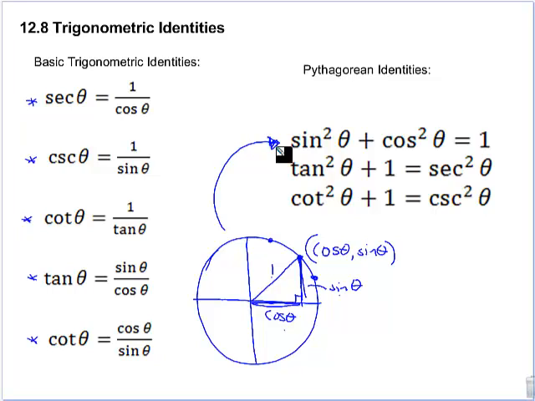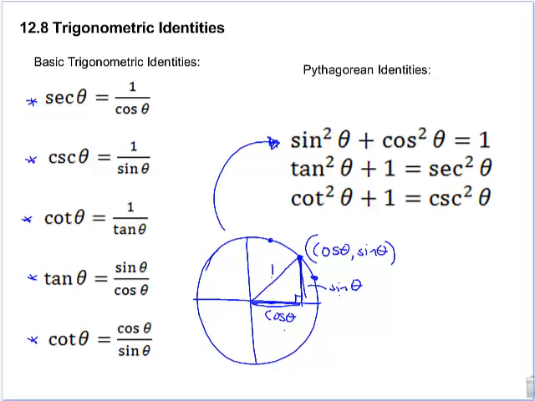The order that you write sine squared and cosine squared, does that matter? No. So you could see cosine squared plus sine squared. It still is going to equal 1. Okay. And then there are two other Pythagorean identities that all stem from our original. I'm going to show you how they stem from it. The first one here is tangent squared of theta plus 1 is secant squared of theta.